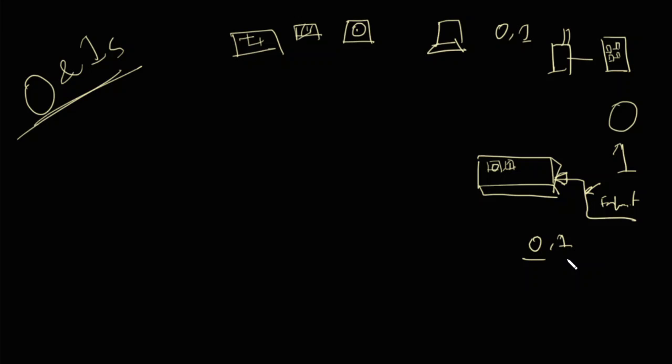So what do 0 and 1 mean? 0 and 1 can be measured by anything. It can be on, this is off, this is on. It can be a voltage, let's say 5 volts is 1, 0 volts is 0. It can be 3 volts is 1, 1 volt is 0. It can be any state change.